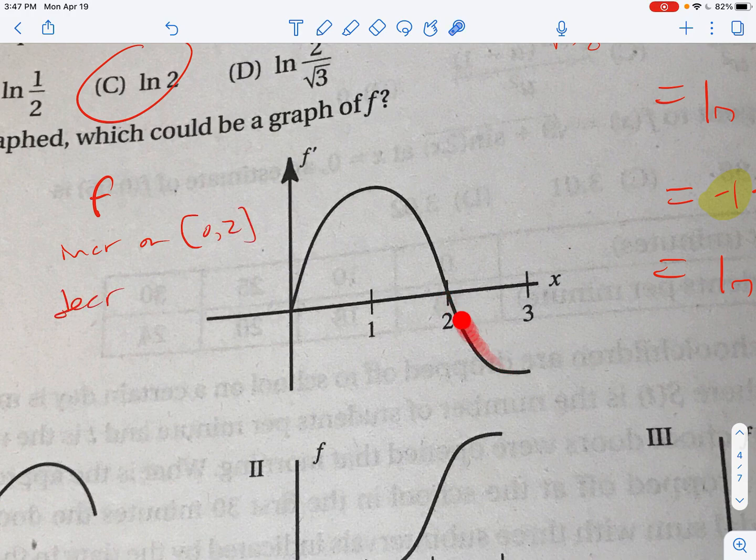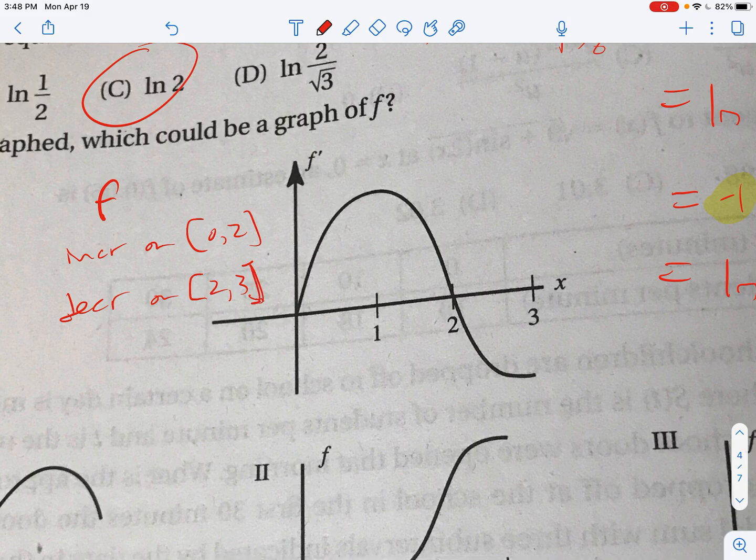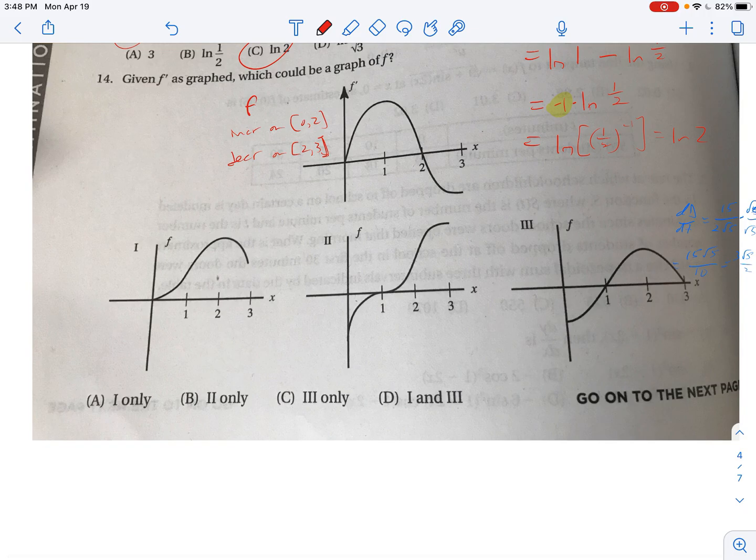And then f prime is negative between 2 and 3. So f is decreasing on the interval from 2 to 3. So let's just look at those to see if we can rule something out. We want increasing from 0 to 2, decreasing from 2 to 3. So 1 is still in the running, 2 is out, and 3 is still in the running.